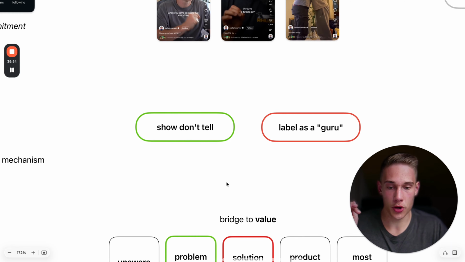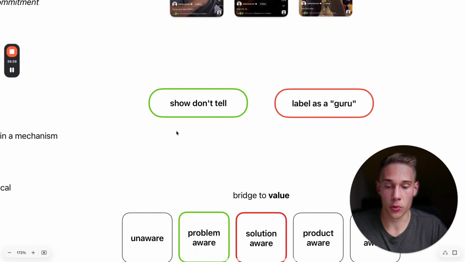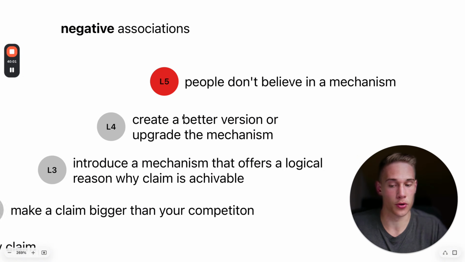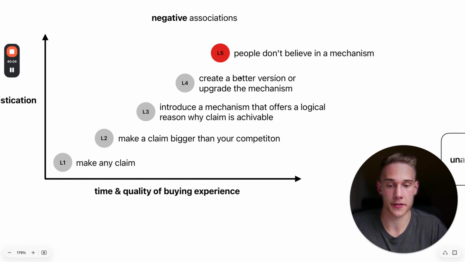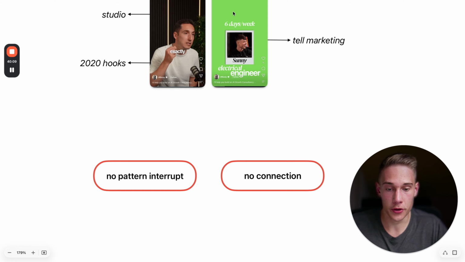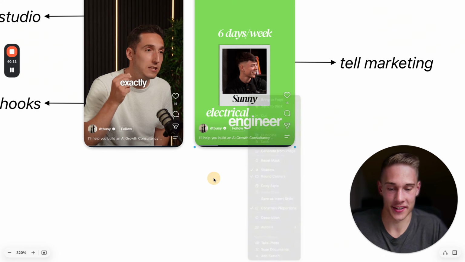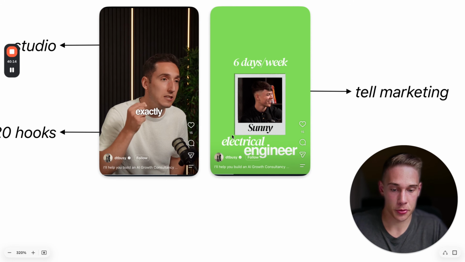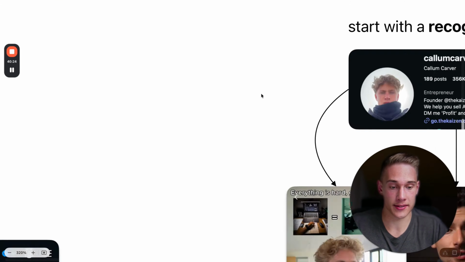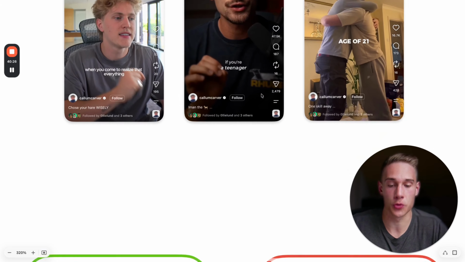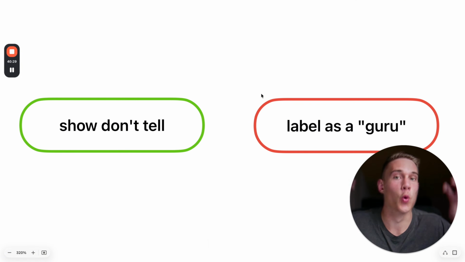Now, one thing that I want you to remember when it comes to coming up with these ads is you need to follow a rule called show, don't tell. As I said before, we all operate in a level 5 market sophistication, and people simply don't believe the words coming out of your mouth. So instead of showing, for example here, let's use Sunny as an example, as an electrical engineer, and just using a picture of him, it's a lot better to use a B-roll of him on a construction site, and people can then have that visual proof that this is actually true and you're not just coming up with random things to make these ads work better.